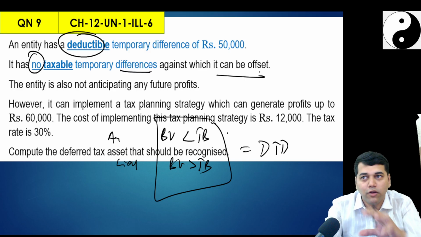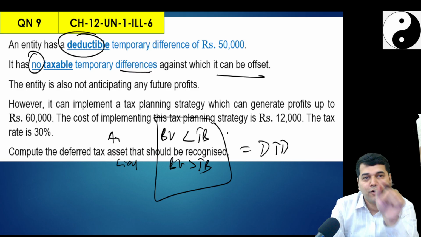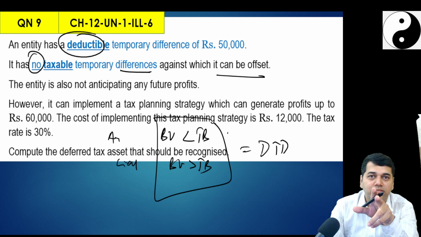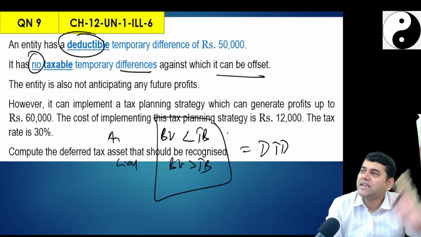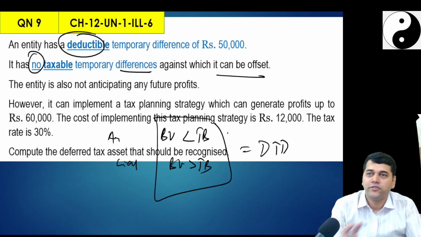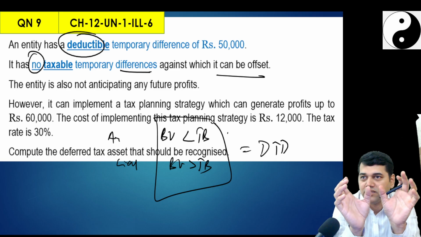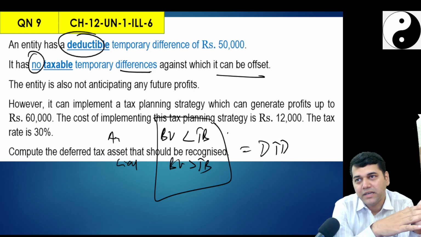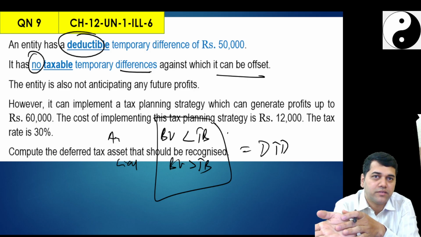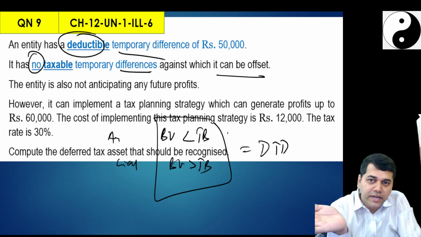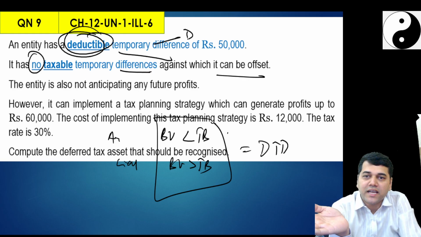Okay, so you have got a deductible temporary difference. On this deductible, what will you do? Deferred tax asset or liability? Asset. Deductible is asset, taxable is liability. So you have only 2 types of temporary differences: taxable temporary difference and deductible temporary difference. So it is a temporary difference which is deductible, which means a deferred tax asset should come.